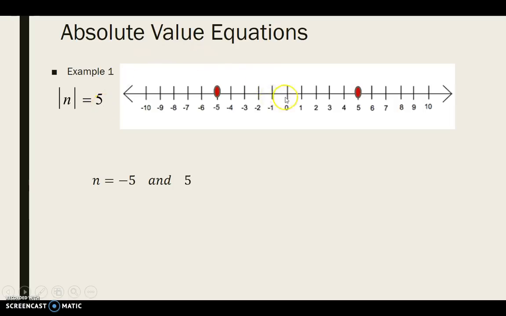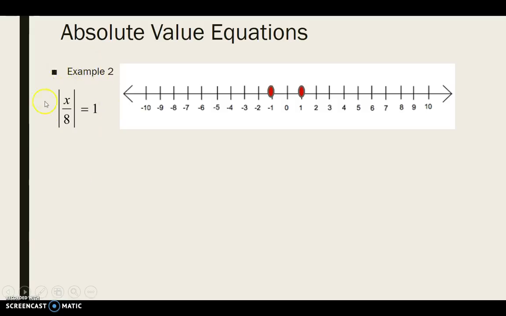In other words, n is 5 units from zero. So when we go to the number line and look at those numbers that are 5 units from 0, we find that we have positive 5 and negative 5 as possible solutions for the value of n. In fact, those are the solutions. Okay, so let's take a look at this equation.